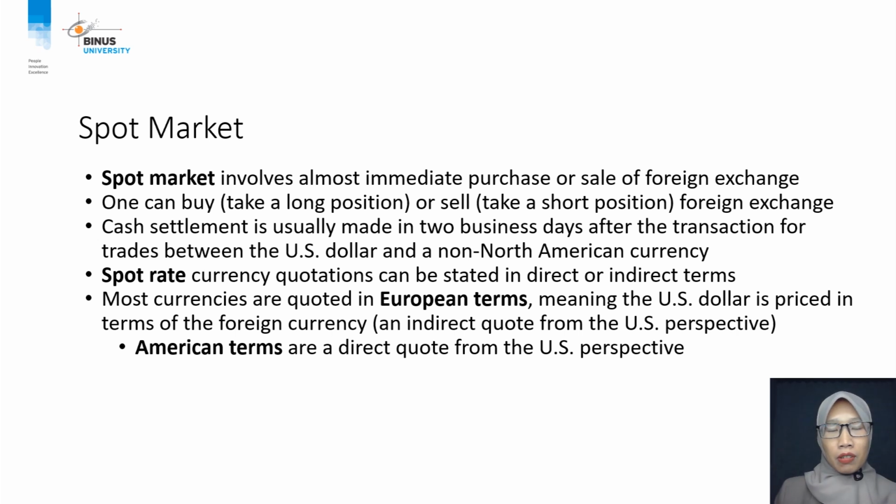In the foreign exchange market, there are 2 markets. The first is the spot market, the second is the forward market. Let's have a look at the spot market first. The spot market involves almost immediate purchase or sale of foreign exchange, and it takes 2 days to settle. In the spot market, we have spot rate quotations, which can be stated in direct or indirect quotations. And one can have 2 positions. The first is long positions and the second is short positions. Long means buy, short means sell.